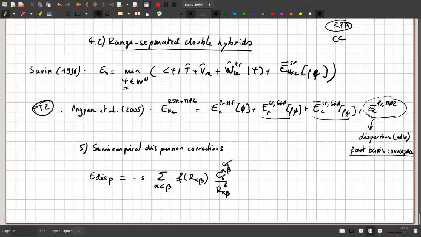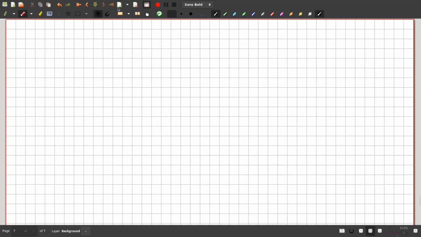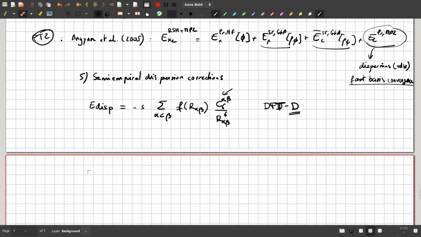And this scheme is often known as DFT-D. D for dispersion. So sometimes you find some functional and then you add the D, and it means that you add this term. And it is quite fast. It works quite well. But there is also another way of including the dispersion interactions, which is the so-called non-local functional.